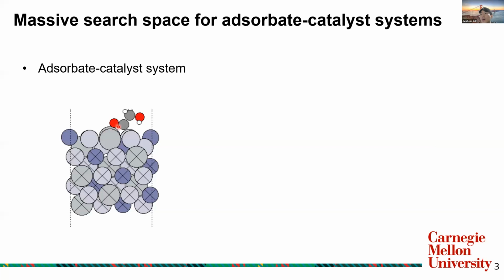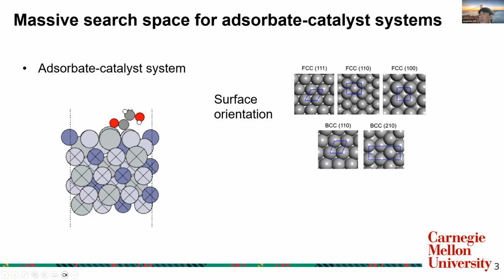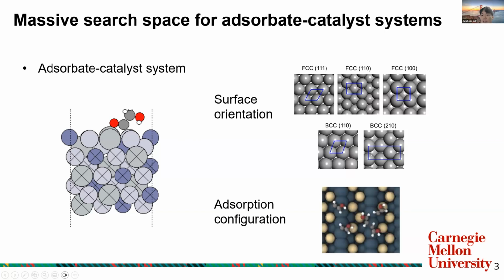When I refer to an adsorbate catalyst system, I'm talking about a combination of an adsorbate molecule and a catalyst crystal. The characteristics of this system can vary significantly based on the type of adsorbate molecule and the type of catalyst crystal. They can also vary with how the surface is oriented and how the molecule is adsorbed on the surface. For example, the surface atoms can be arranged either this way or that way. Similarly, the molecule can adsorb onto numerous different adsorption sites with a variety of orientations.